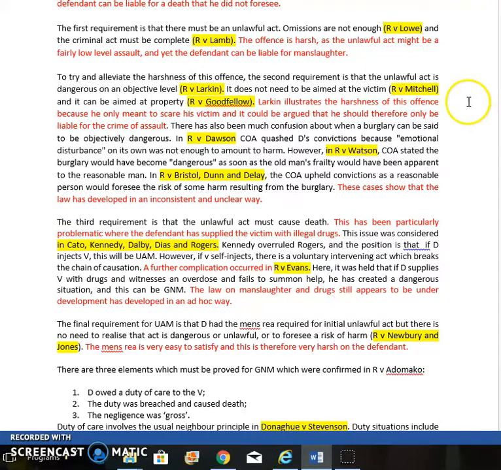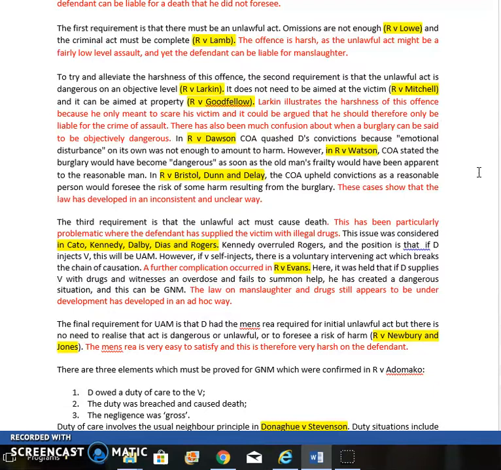There's also been a lot of confusion. There's also been much confusion about when a burglary can be said to be dangerous. Because often if someone breaks into a house, it's not going to be dangerous. But the cases of Dawson, Watson, Bristol, Dunn and DeLay have all talked about the fact that a burglary can be dangerous, but fine distinctions have been drawn with them.